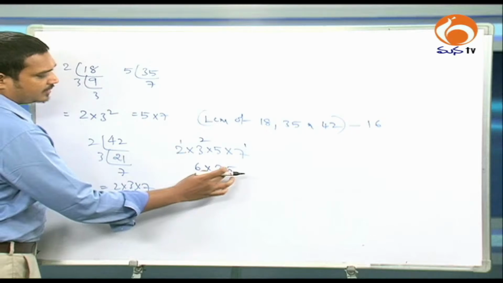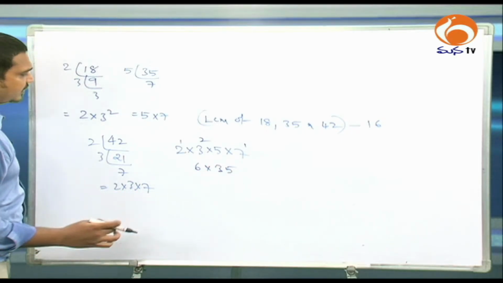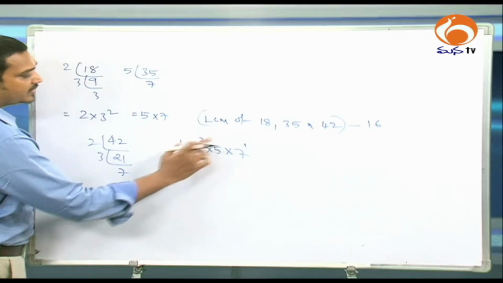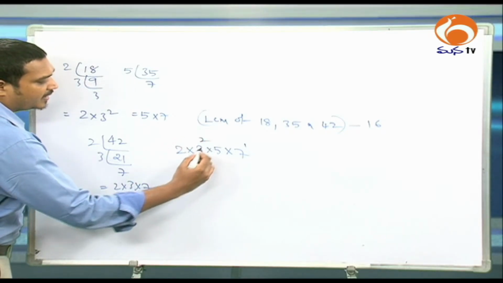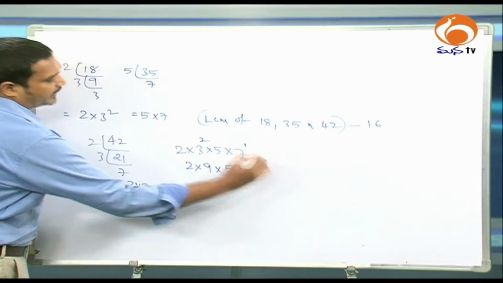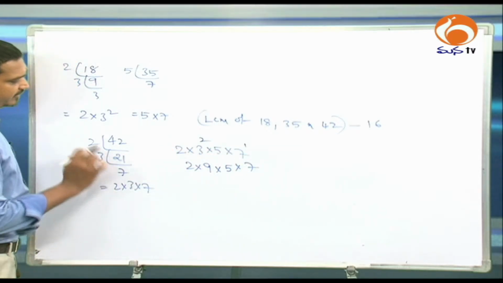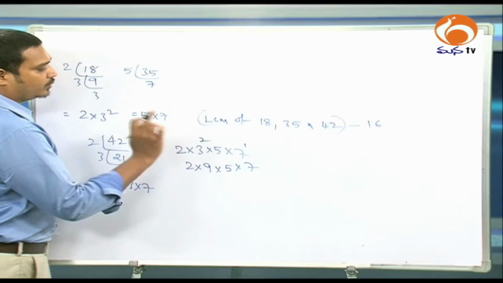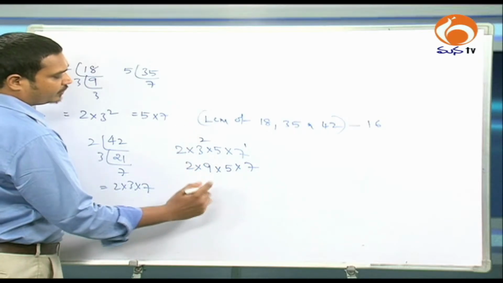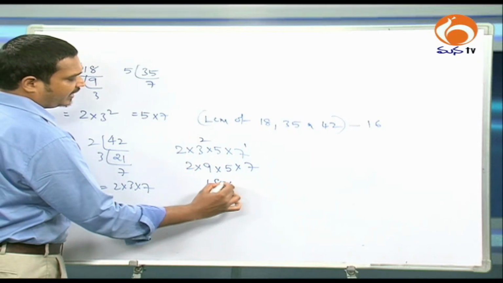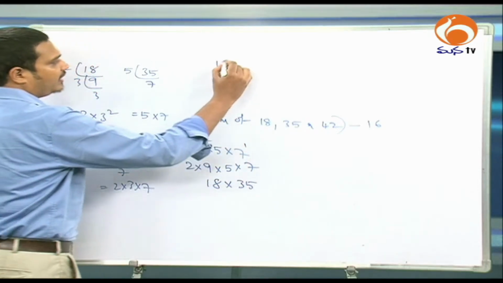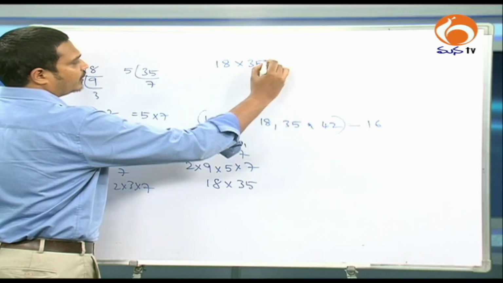Here it is 2 into 3 square, I repeat. In such a case, it's 2 into 9 into 5 into 7. The highest power of 3 is 2, so it is 2 into 3 square into 5 into 7. Now 2 into 9 is 18, and 5 7s are 35. So 18 into 35, you're going to get the final answer.